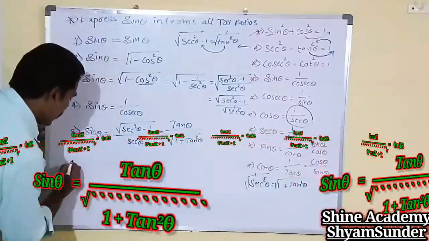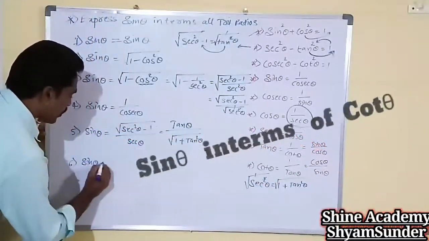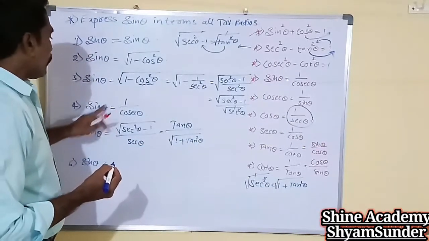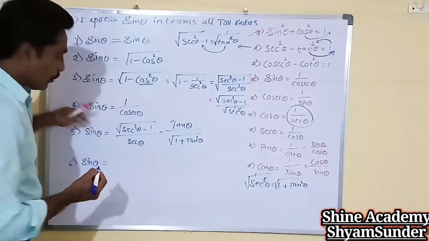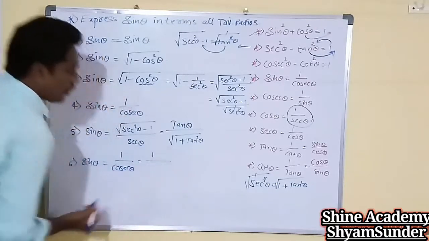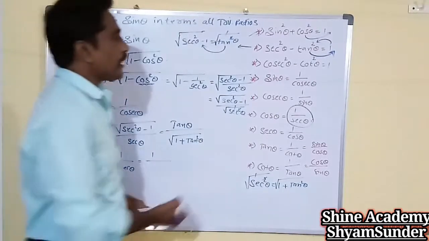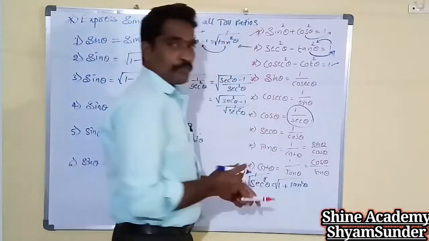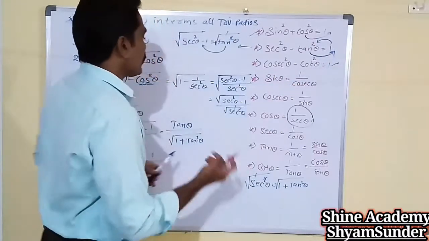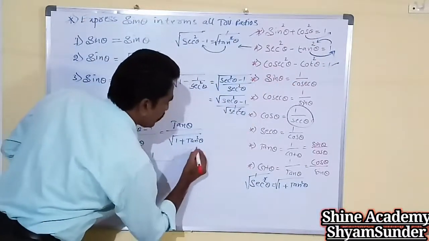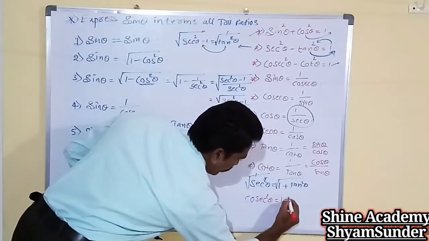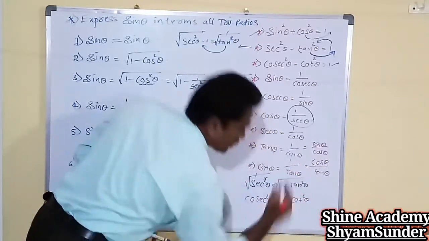Next we are going to express sin theta in terms of cot theta. See here, sin theta is equal to, already we have 1 by cosec theta from equation number 4. Then 1 by cosec theta we can express in terms of cot theta from identity number 3. Transposing minus cot square theta to the right hand side, we will get cosec square theta is equal to 1 plus cot square theta.